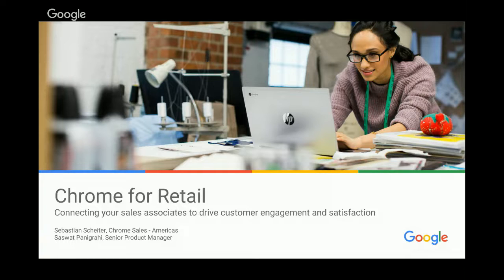My name is Sebastian Schneider, and I will be setting the stage for today's topic, helping to understand how the Chrome platform can help streamline operational efficiencies and solve very real workflow problems in the context of the retail vertical. With me today, I have Sashwat Panigai, our Senior Product Manager, who will be walking us through the specifics of our Chrome solution. The key focus of today is to really understand how Chrome can help connect sales associates and subsequently drive customer engagement through the delivery of relevant and timely content.